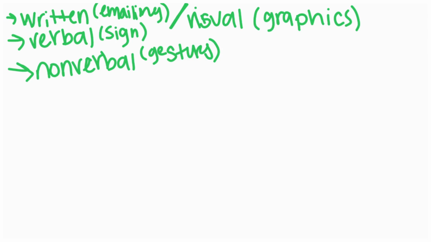And then there's verbal communication, which is just speaking words. And then nonverbal is action, behavior, attitude that sends a message to the receiver. And it has to be considered in context. And what does that mean?